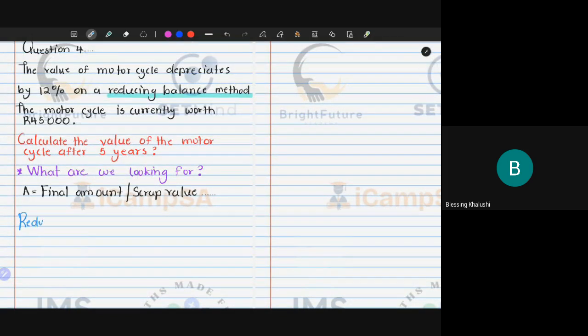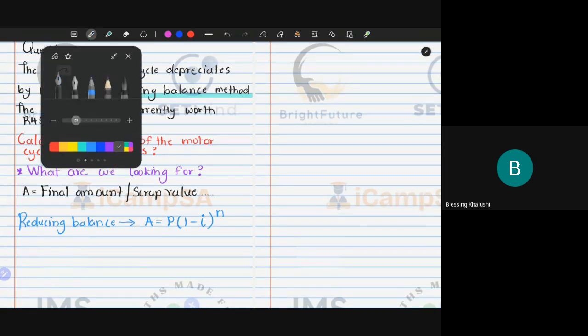So when we look at our problem, you will see that they say the motorcycle depreciates by 12% on a reducing balance. So if you go to the previous page, you will see that we have reducing balance method. And we said whenever we see reducing balance method, we should think of a certain formula. So once we see them saying reducing balance, our brain should tell us something on the spot. And what it should tell us is that we use A equals P into 1 minus I, and then put the n at the top. You guys understand?